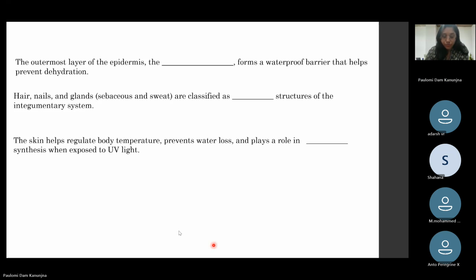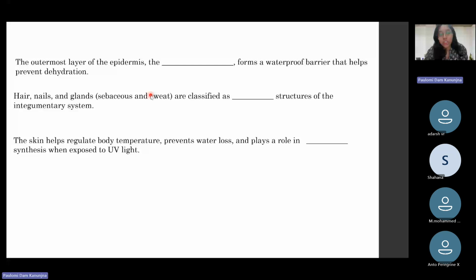So just once again, I will read out the questions just in case you are wondering. The first question is about which layer of epidermis prevents dehydration. Second question is, other than skin, so you have glands, you have hairs and nails, what are these structures called? And third one is, when exposed to UV light, what all does the skin do? So it covers the functionality of the skin.